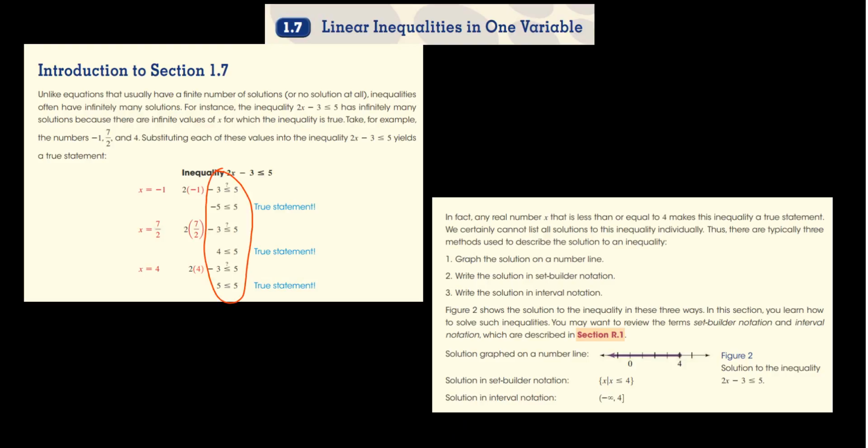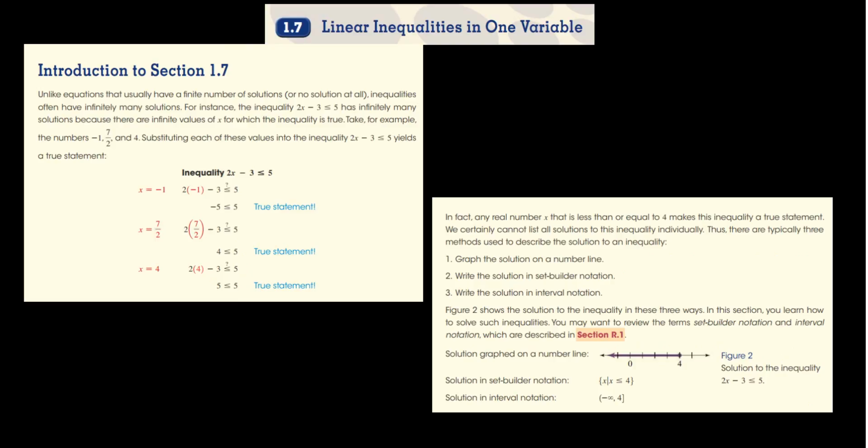Working out the algebra there, we're getting -5 is less than or equal to 5, that's true. 4 is less than 5, that's true. And 5 is less than or equal to 5, which is also true. In fact, any real number x that is less than or equal to 4 makes this inequality a true statement. We certainly cannot list all solutions to this inequality individually.